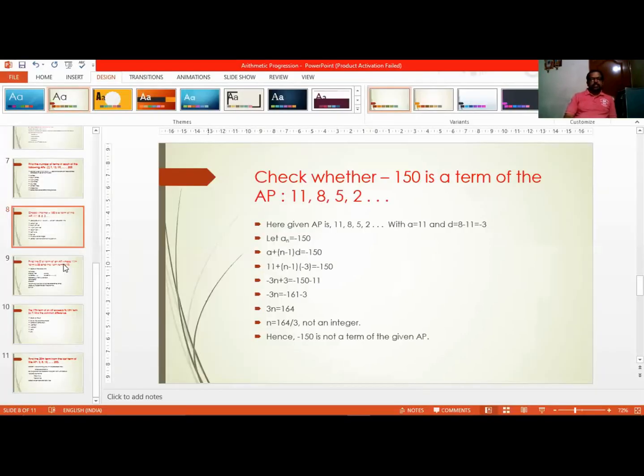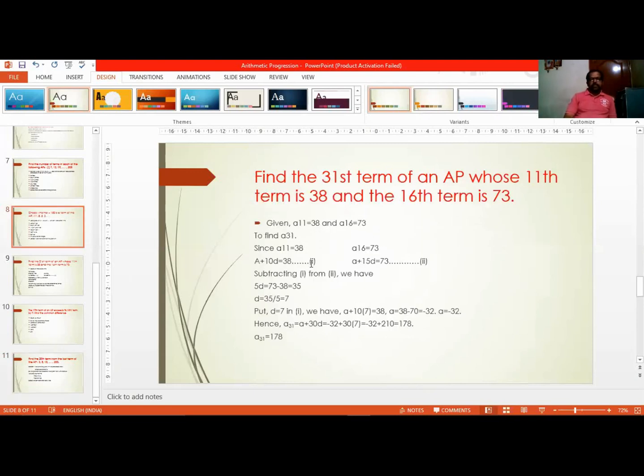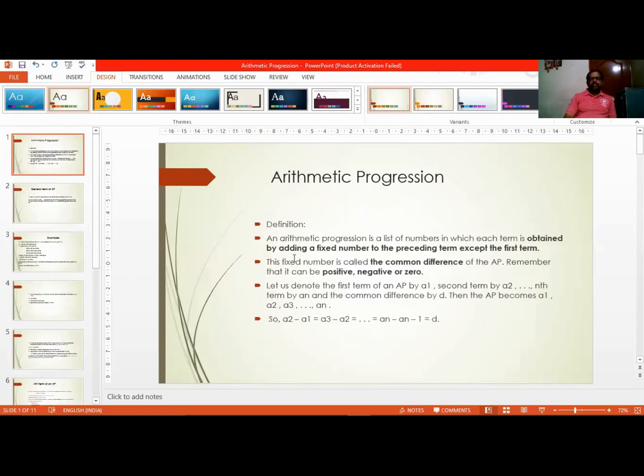So I think these are some important examples from the given AP topic, right? Students, this is one part of this topic. After that we have one more part of this topic, known as the sum of the first n terms of the AP. That we will discuss in the next video.